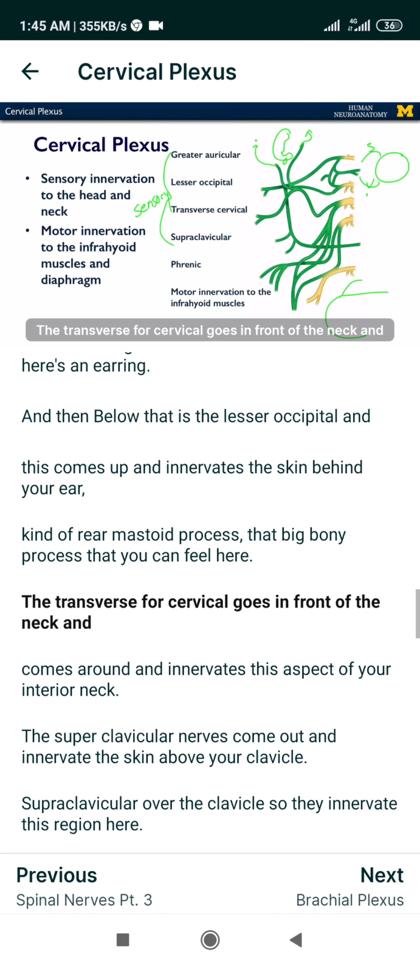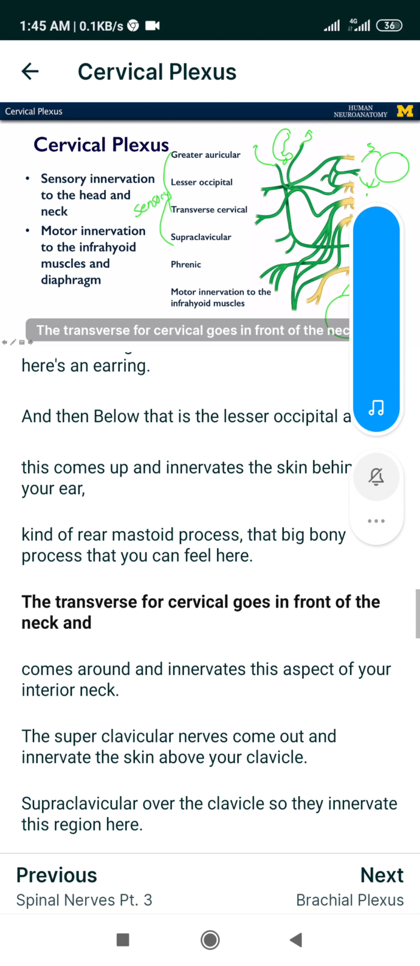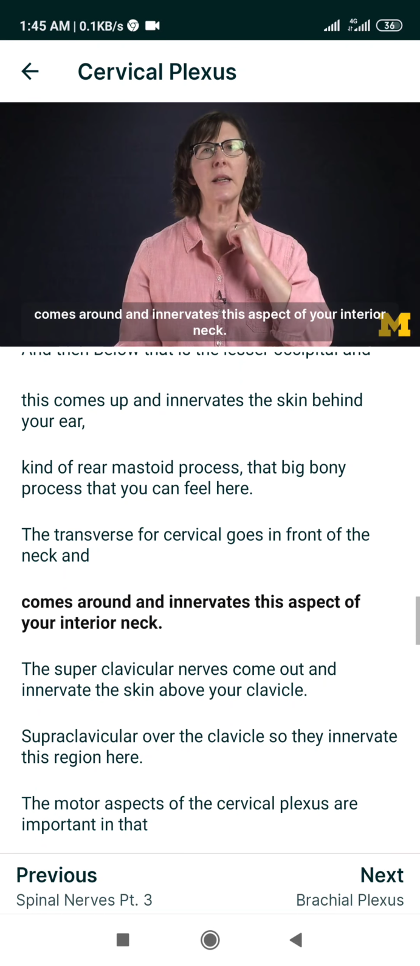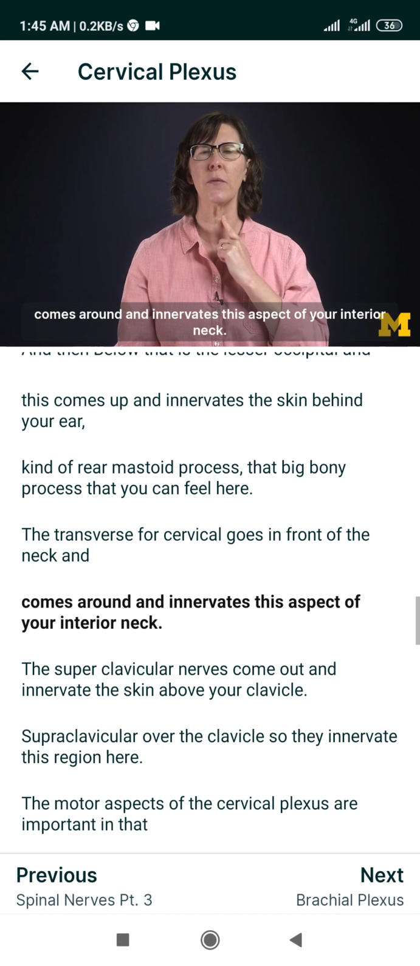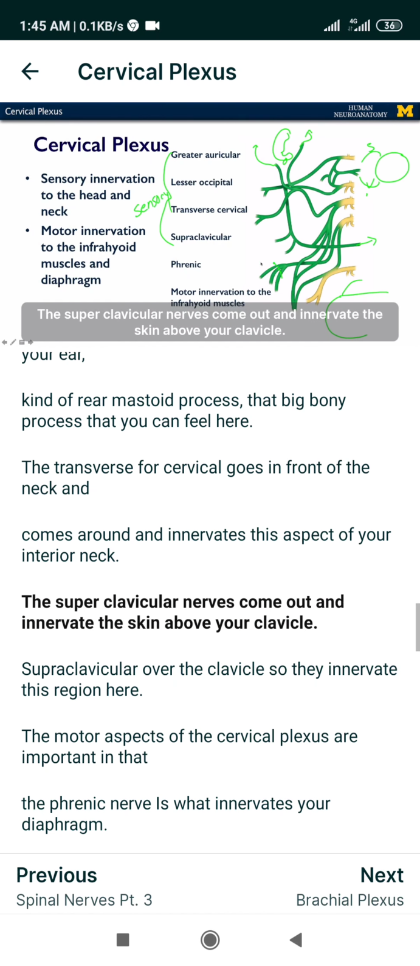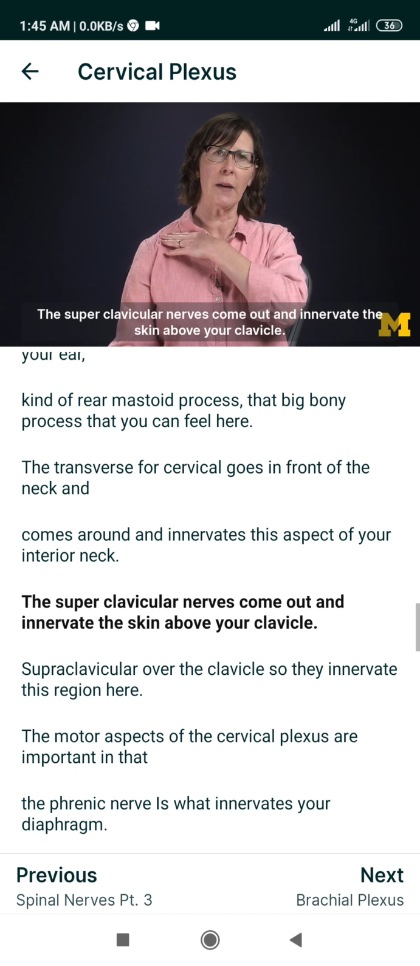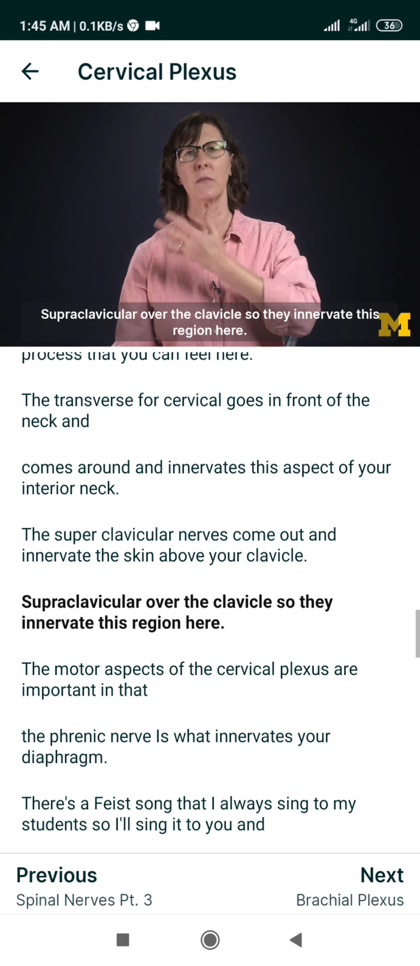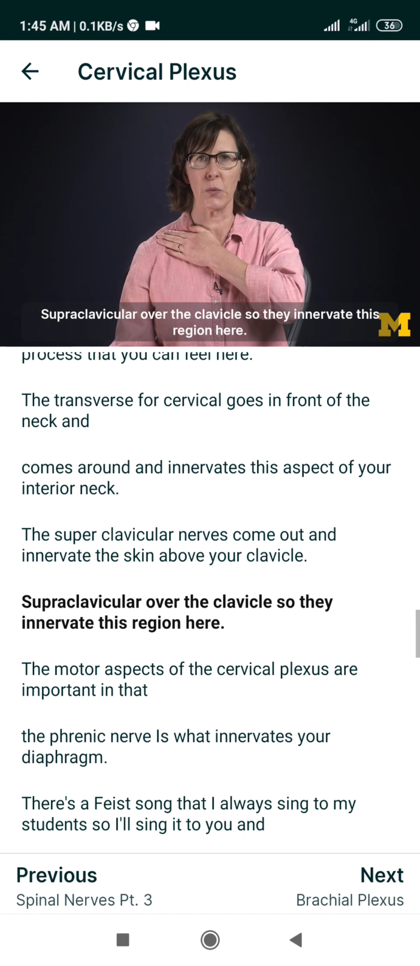The transverse cervical goes in front of the neck and comes around and innervates this aspect of your anterior neck. The supraclavicular nerves come out and innervate the skin above your clavicle. Supraclavicular, over the clavicle. So they innervate this region here.